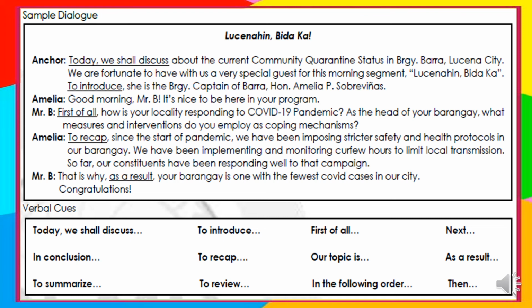And to recap, since the start of the pandemic, we have been imposing stricter safety and health protocols in our barangay. We have been implementing and monitoring curfew hours to limit local transmissions. So far, our constituents have been responding well to that campaign. And that is why, as a result, your barangay has one of the fewest COVID cases in our city.